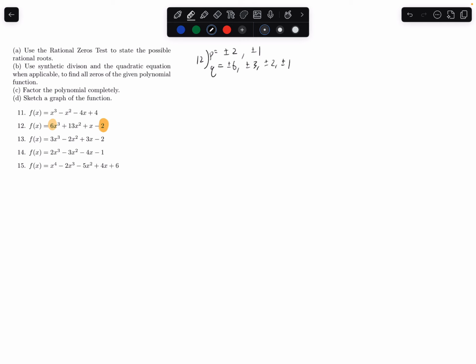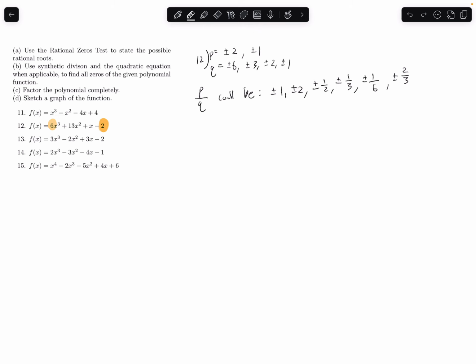So now if I'm looking at p over q, first of all I get the whole numbers, right? If it's just 2 over 1 or 1 over 1, I get plus or minus 1, plus or minus 2. You also get 1 over 2, so a half, or 1 over 3, or 1 over 6. Or I get 2 over 2, which is already counted as 1. Or I get 2 over 3, so 2 over 3 is a possibility. I get 2 over 6, but that's just 1/3, and I already have 1/3. So those are all the different potential rational roots.